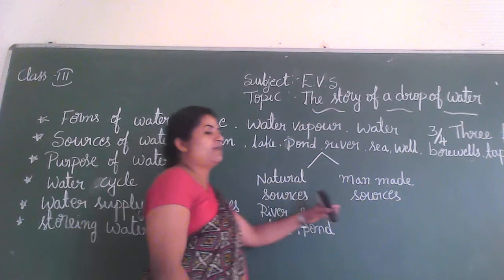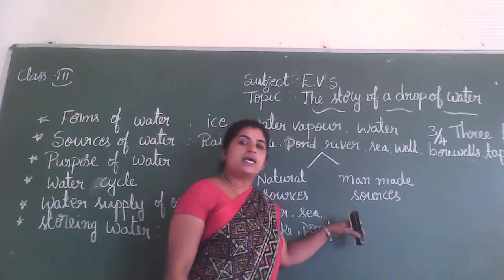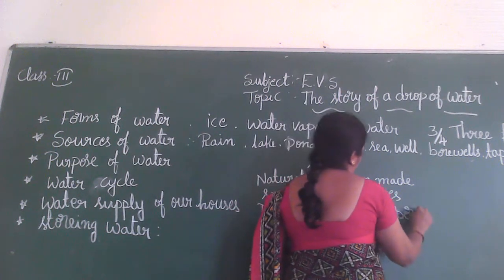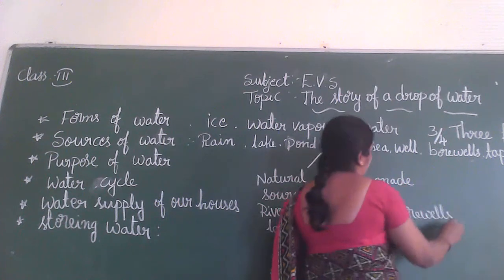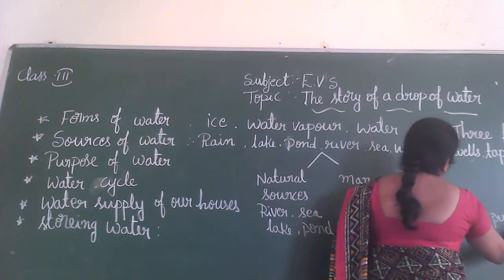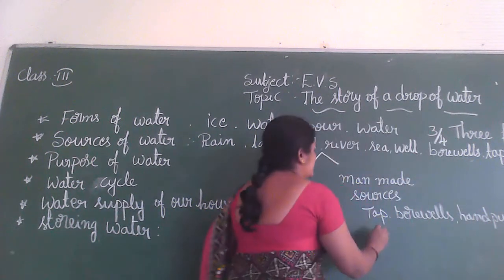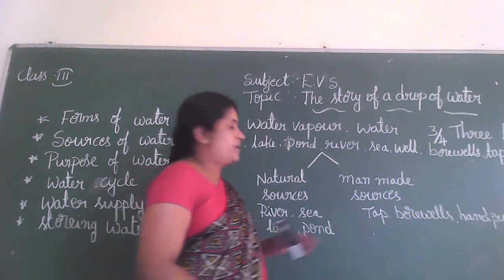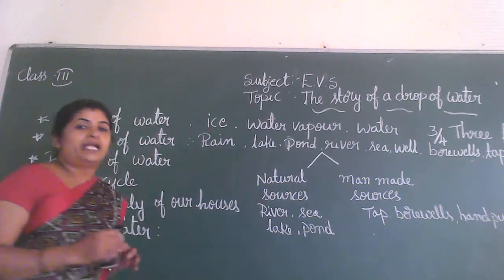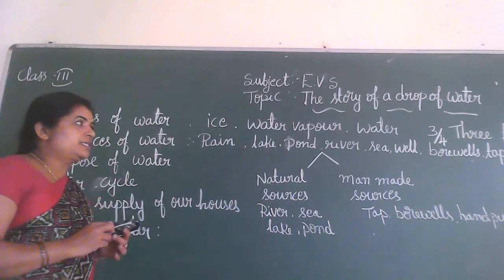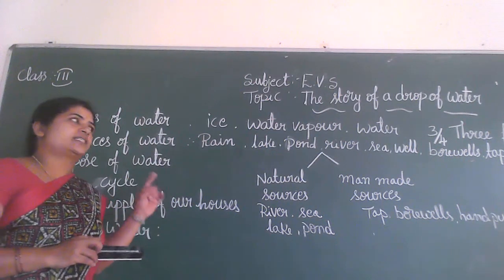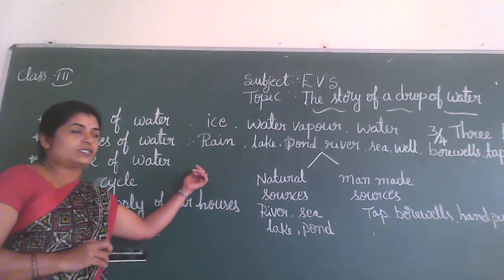Man-made means made by man. Which are the man-made sources of water? Yes, tap, borewells, hand pumps. Already written here. Yes, tap, borewells, hand pump. These are the man-made sources of water. Can you understand, children? So these are the sources of water. Which is the main source of water? Yes, very important, rain is the main source of water.